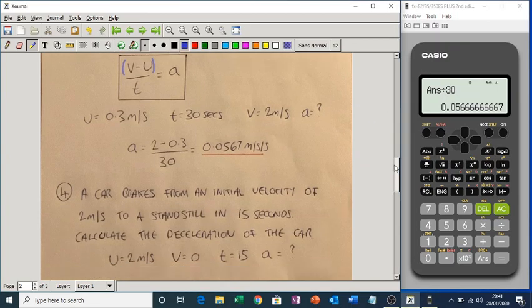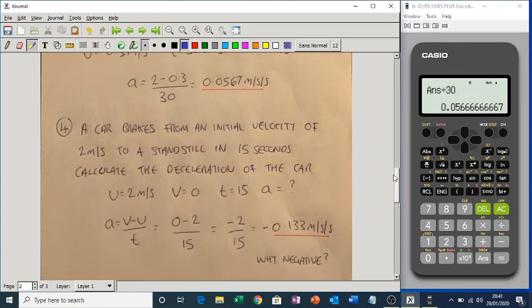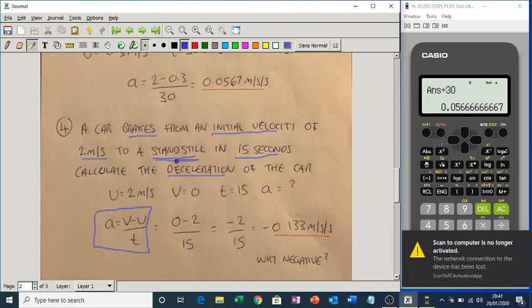Number 4, same type of thing. Car brakes. We've got an initial velocity of 2 meters per second to a standstill in 15 seconds. So we're calculating the deceleration, slowing down. It's going from 2 down to 0 in 15 seconds. So there's my formula again: a equals v take away u over t. So the final velocity is 0.